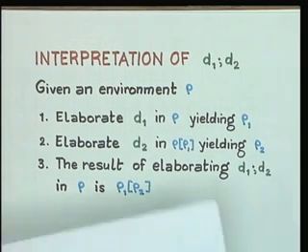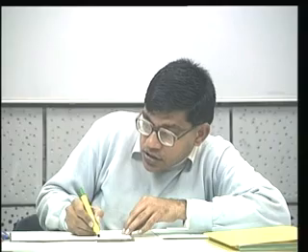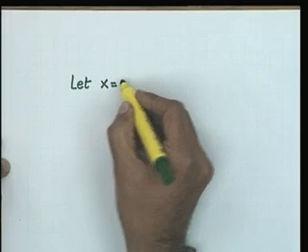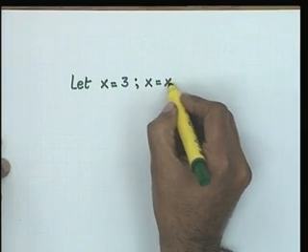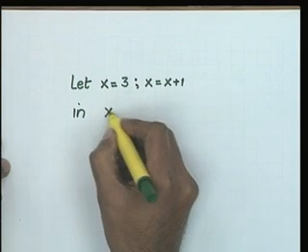So this interpretation, for example, does not preclude certain possibilities which are not allowed in most languages, but which are allowed in ML. Take an ML-like program of this form. You could, for example, have let x equals 3 semicolon x equals x plus 1 in, let us say, x star x.